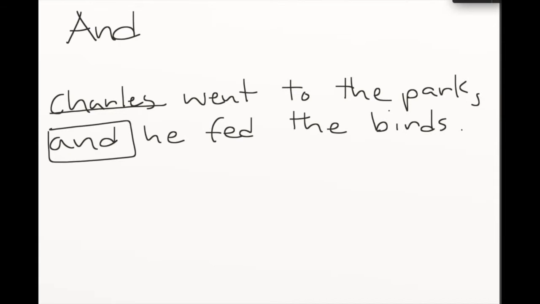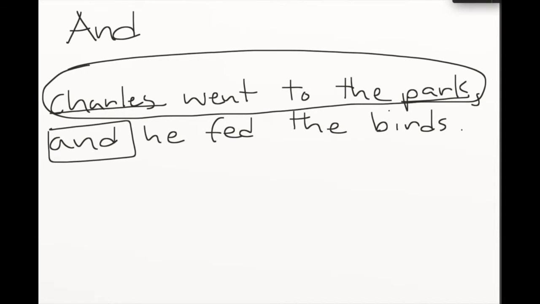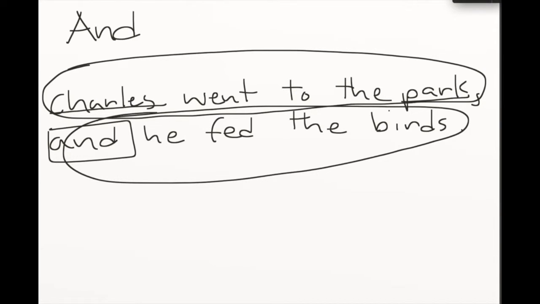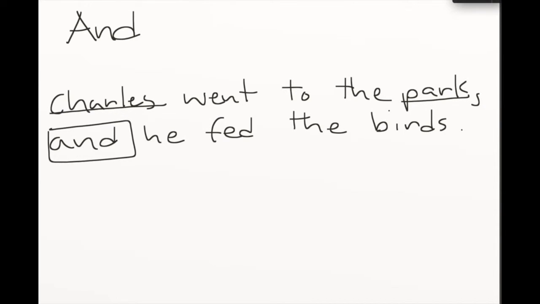First sentence, Charles went to the park. Second sentence, he fed the birds. Okay, so we have two separate sentences. Each sentence has a subject and an object and a verb. And again, he is the subject, birds is the object, fed is the verb. And so if you had to put a period at the end of park, you could say Charles went to the park, period. And it would be a full, good English, good grammar sentence. And if you said he fed the birds, period, that could be a full sentence by itself.